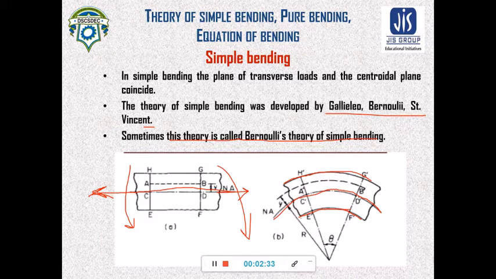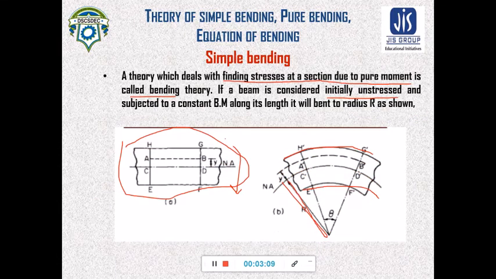Now from the neutral axis, consider our desired point of calculation. As I have said, the bending stress can be calculated there. If we want to calculate the bending stress at the point A dash B, and the distance from the neutral axis is y, then we will see the equation later on. So this is the theory of simple bending, and we have already discussed it.